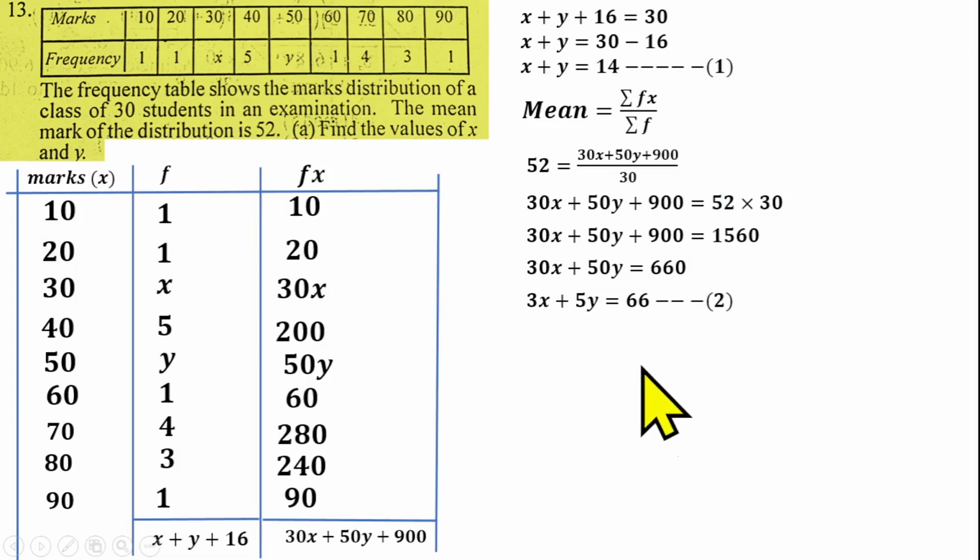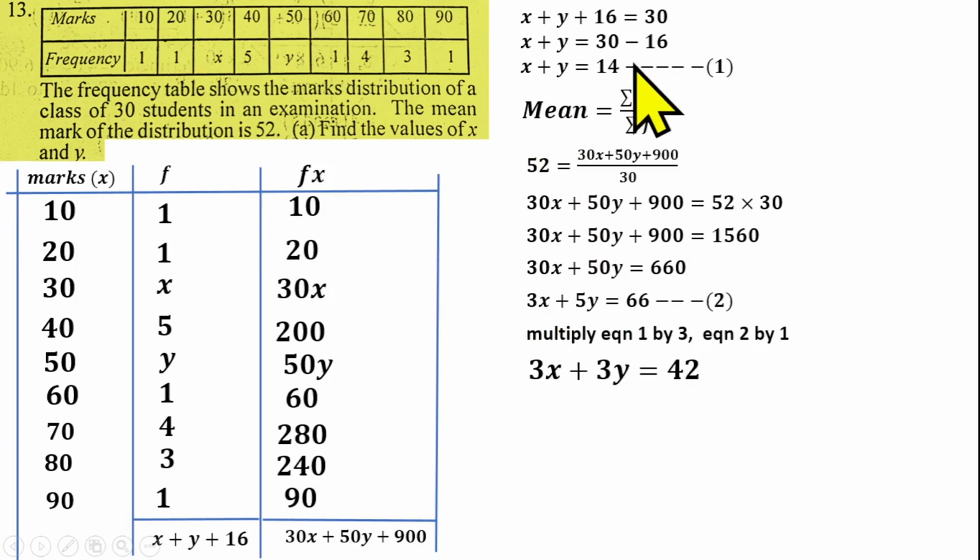You can use any method, whether elimination method or substitution method, to solve this simultaneously. So let's use the elimination method. I'll multiply equation 1 by 3 and equation 2 by 1 because I want to eliminate x. So if I multiply equation 1 by 3, I should be having 3x plus 3y equals 42. And if I multiply equation 2 by 1, I should still be having 3x plus 5y equals 66.